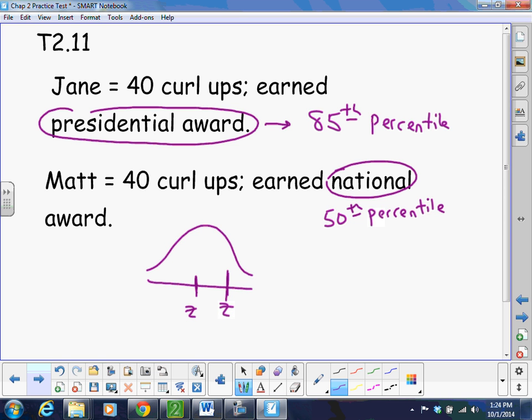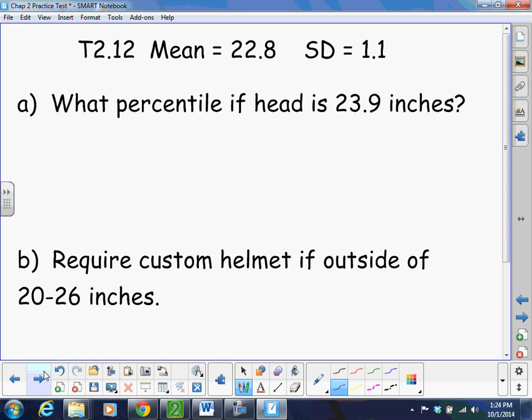All right, and then number 12, the head circumference of soldiers. Okay, they give us some information here. The mean for all of them is 22.8. The standard deviation was 1.1, and I believe these are in inches. So again, just to have a little sketch, we want to find the percentile if someone's head is 23.9 inches. Okay, so my mean, of course, is 22.8.